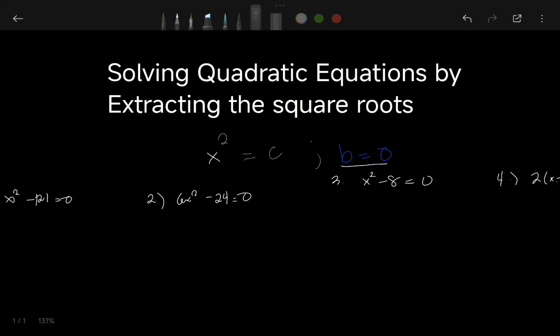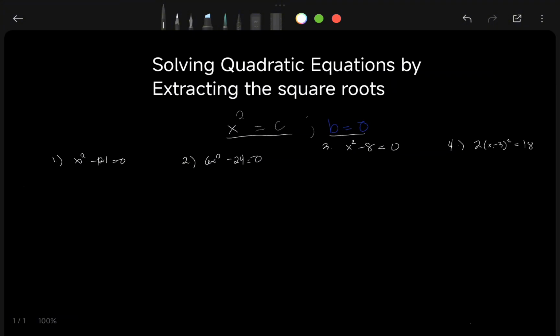Now, the thing that we need to consider before we can apply extracting the roots is to make sure that your quadratic equation is written in the form x squared is equal to c, where b is equal to 0. It means that your quadratic equation must be an incomplete quadratic equation where there will be no linear term, or b is equal to 0, just like for these four examples.